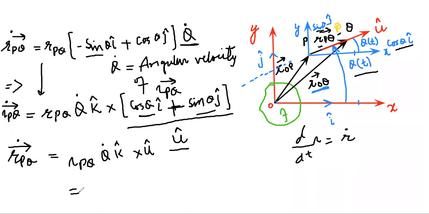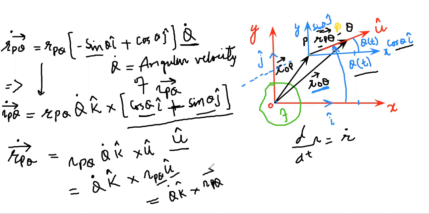That can further be written as, theta dot is the angular velocity of the line vector pq, theta dot k cap cross rpq u cap. That can further be written as theta dot k cap cross rpq, where this is the magnitude of rpq vector and this is the direction of it. Therefore, this becomes vector rpq.